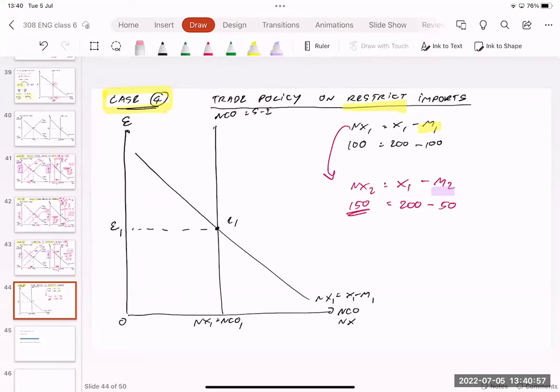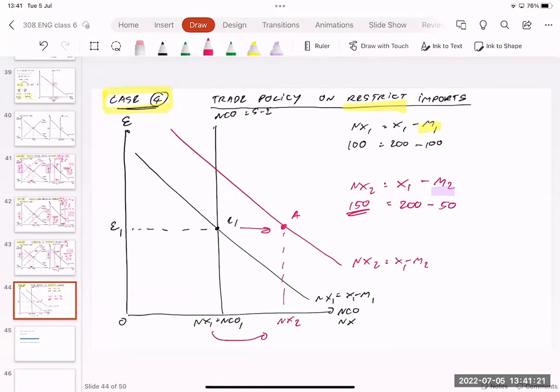It means that the NX curve shifts to the right from E1 to point A. This is NX2 equal to X1 minus M2, point A. NX increases from NX1 to NX2. However, even though net export becomes higher, this only happens in the short run.